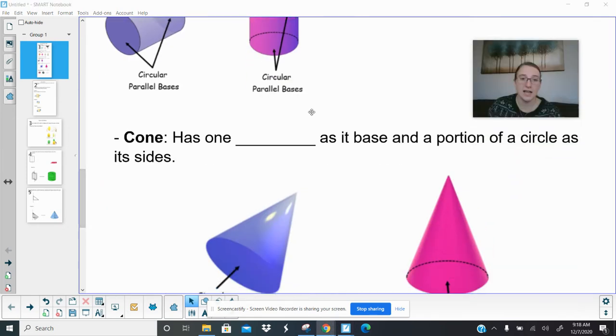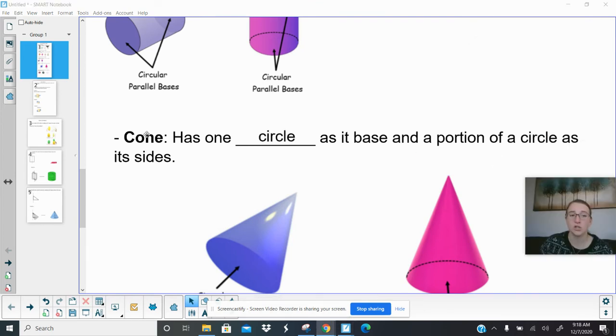Cone, we know what a cone looks like. A cone has one circle as its base, and it's actually a portion of a circle as its sides. It's not super necessary that you know that, but if we were to like cut this open and lay it flat, like if you've ever had a snow cone wrapper and you've like opened it up, the sides here, it's not actually a complete circle, it's actually a portion of a circle. So it's only like that much. And then we have the circle as its base.